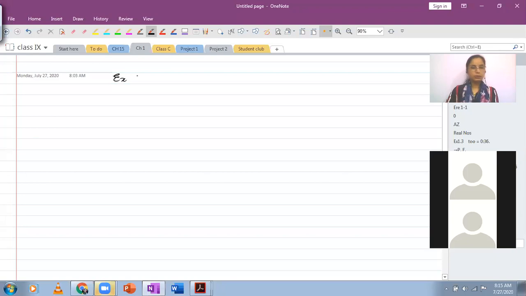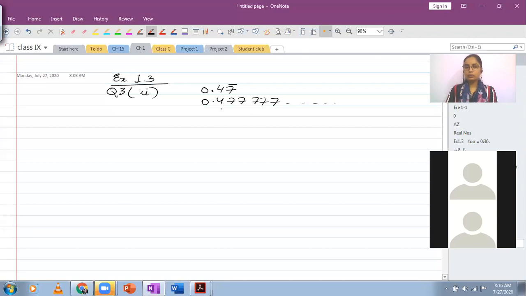I was present. Okay. So we have exercise 1.3. I'm just taking exercise questions. This is question number 3, second part. This is the one I had actually started the other day. So this is what was given to us. We have 0.47 and the bar is on 7. So that means the part of this decimal number which is repeating is 7.